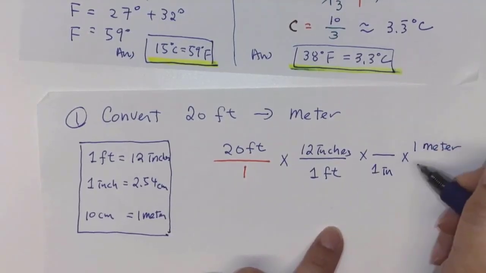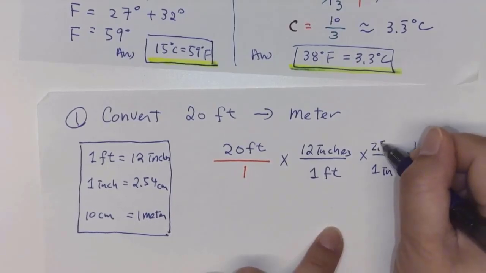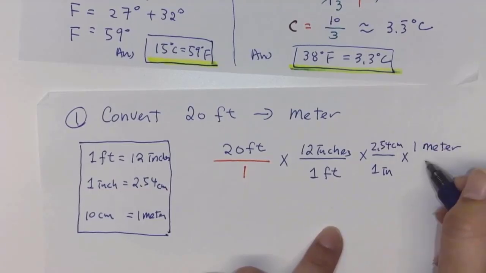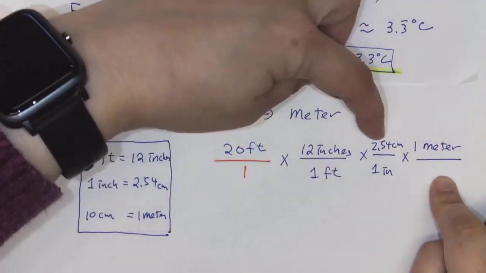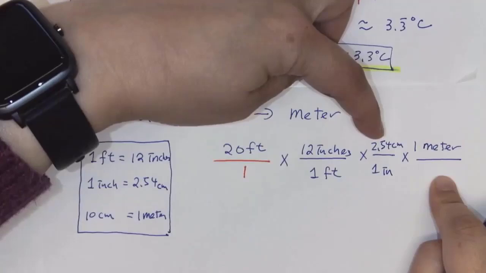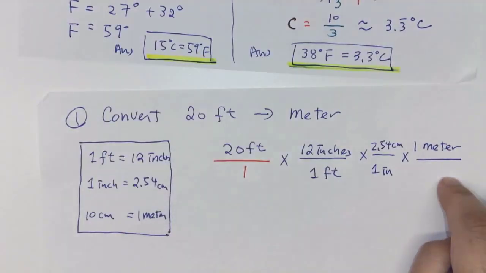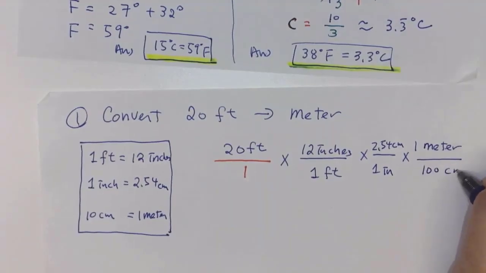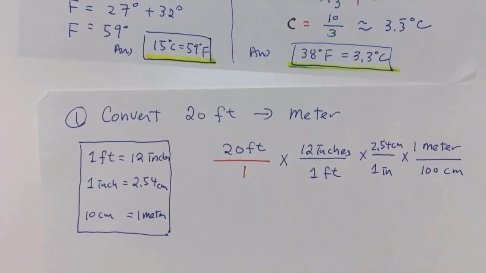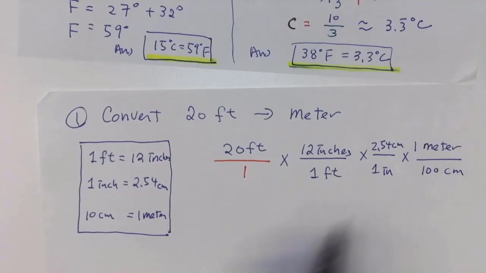So 1 inch equal to 2.54 centimeter. And then at the end, I want to get rid of centimeter because I want to leave it as meter, right? So 1 meter is 100 centimeter. Okay. So it's kind of like 1 by 1 because they're the same thing, right? So it's like I'm multiplying by 1. But this is what happens.